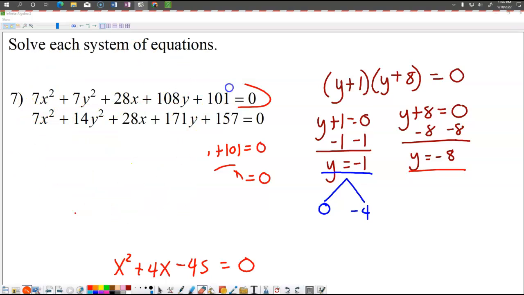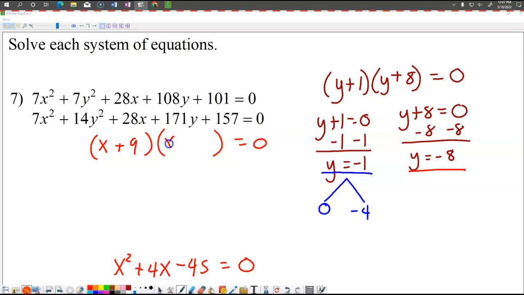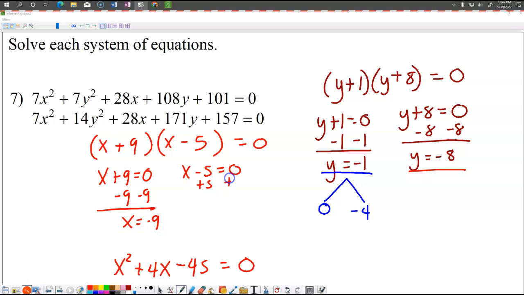And we can go ahead and factor that and solve it now. If you factor that, you end up getting x plus 9 and x minus 5. Set those equal to 0 and solve. x equals negative 9 and x equals 5. And so when I plugged in negative 8 for the y value, I got two answers for x, negative 9 and 5, which means that we actually have 4 different answers. Let me show you what those answers are.